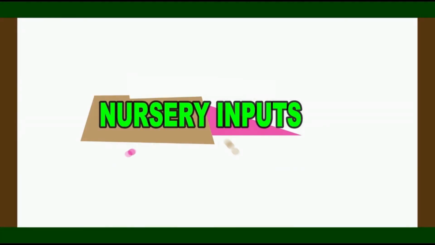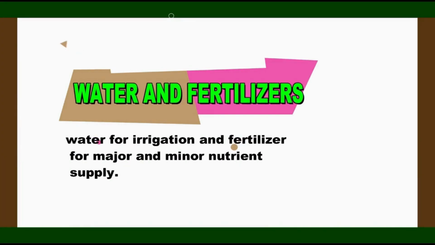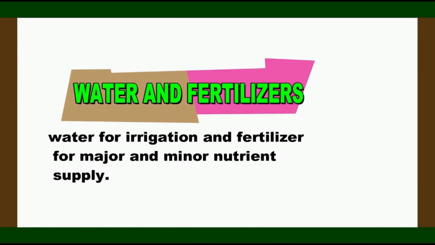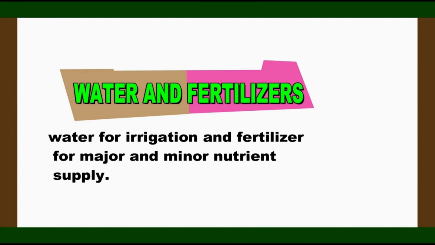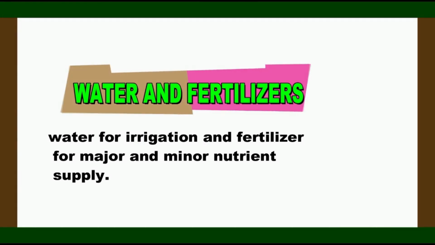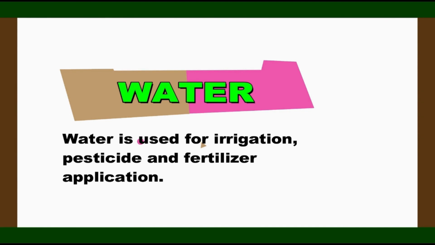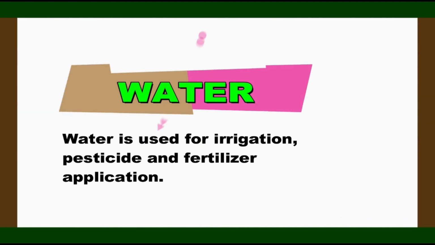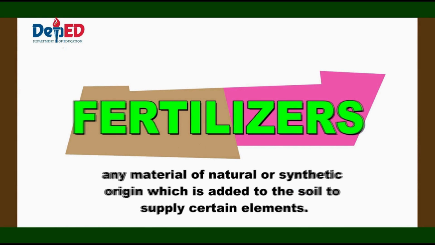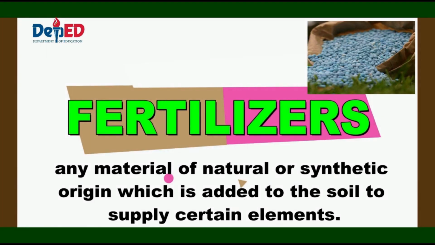Another nursery input or materials: water and fertilizers. Water for irrigation and fertilizer for major and minor nutrient supply. Water is used for irrigation, pesticide, and fertilizer application. Fertilizers, any material of natural or synthetic origin which is added to the soil to supply certain elements.